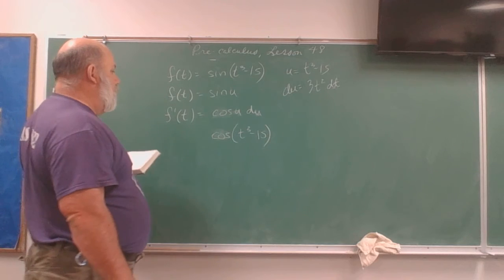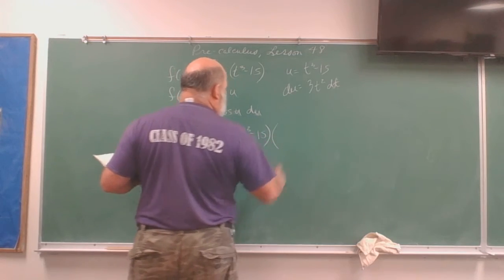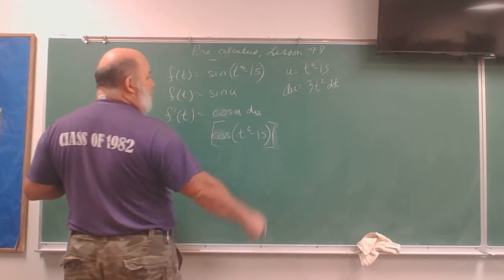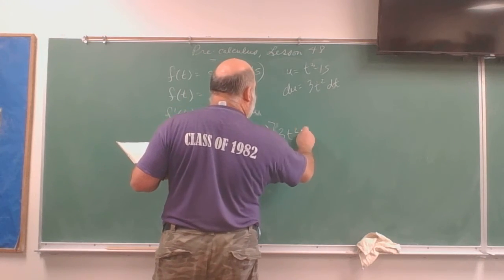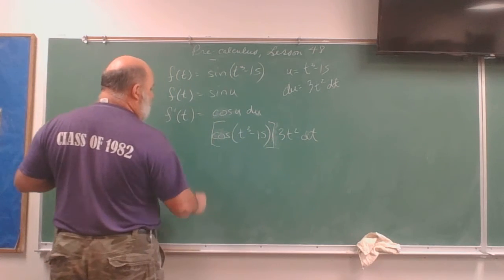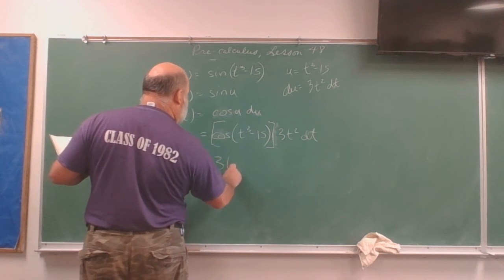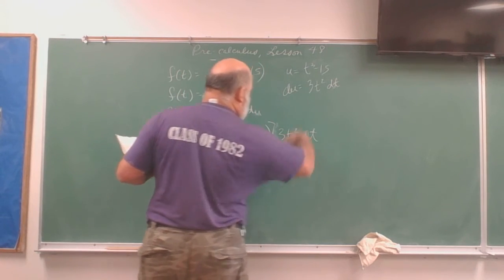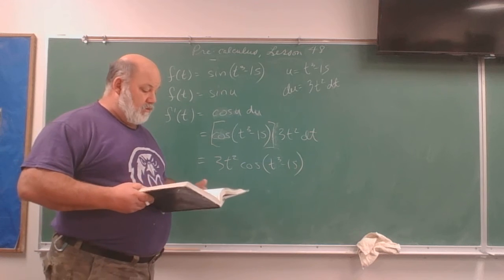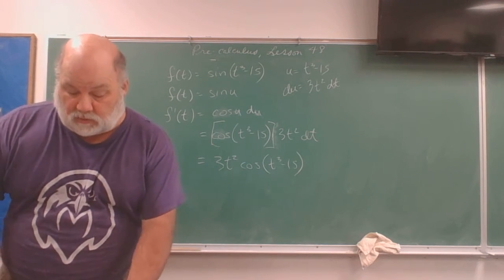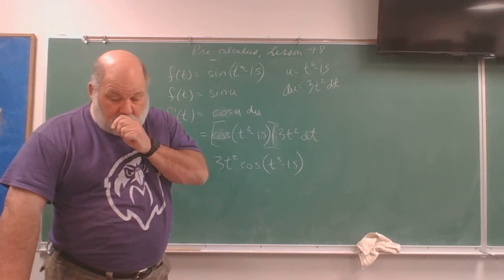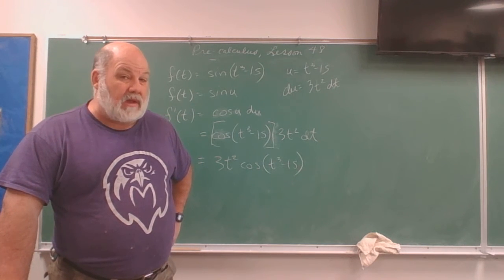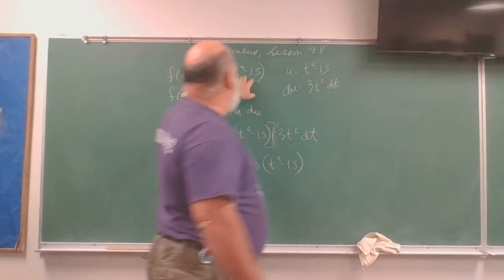All right? And times that whole thing, and it's not times the t cubed minus 15. Then we have the 3t squared dt. So eventually we get 3t squared cosine of t cubed minus 15, and the dt goes away since they're looking for the derivative, not the differential.